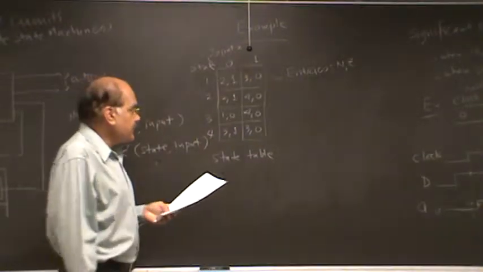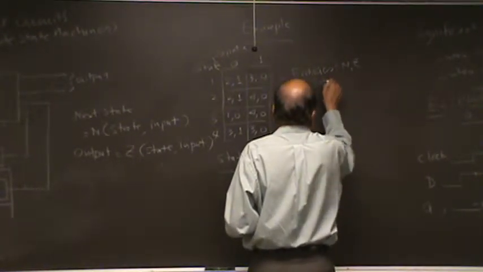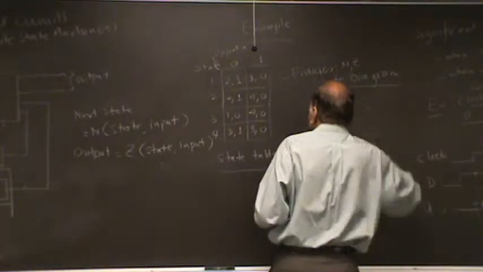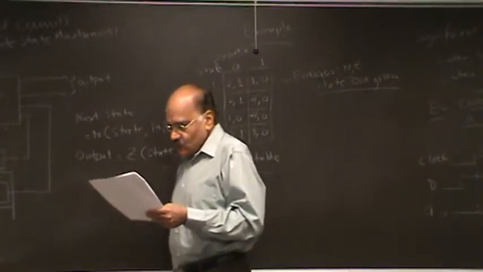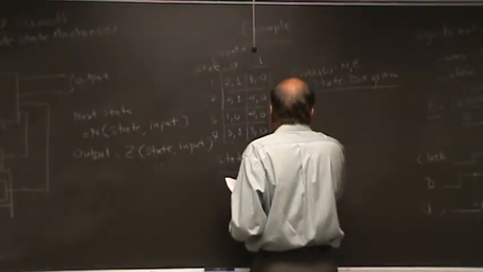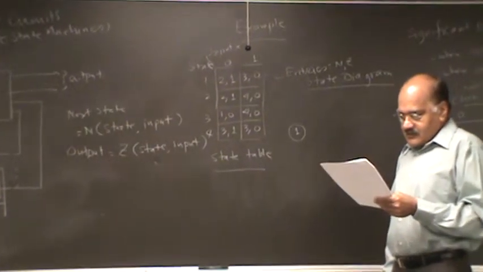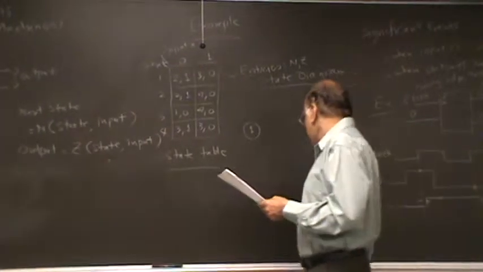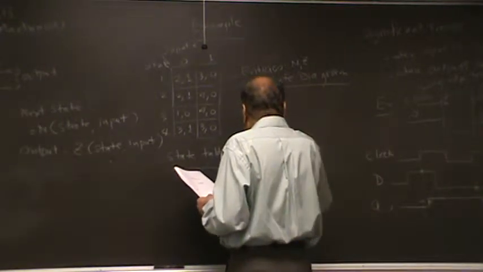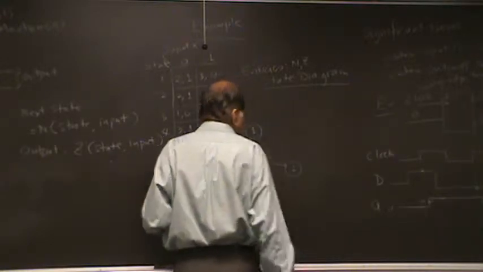So let us draw a state diagram using this state table. So here's how the state diagram will look. So we will have the four states. Let's start with state 1. Maybe we'll put it here. Here is state 1. And so from state 1, we go to state 2. Let's assume here is state 2. When the input is 0 and the corresponding output is 1.